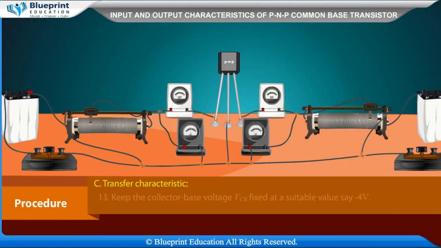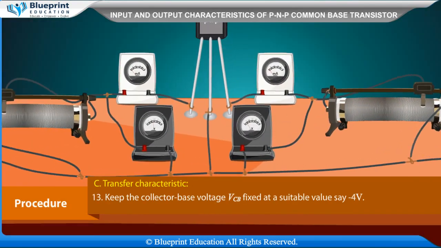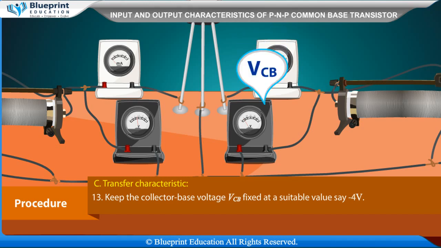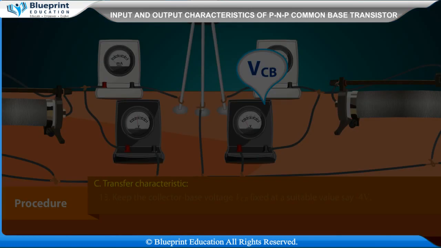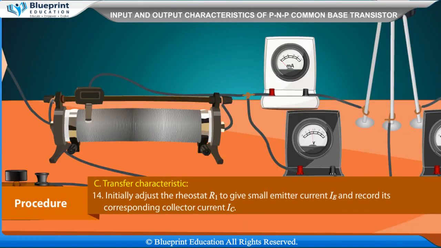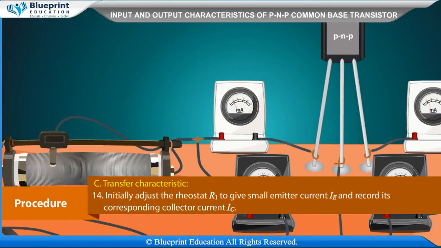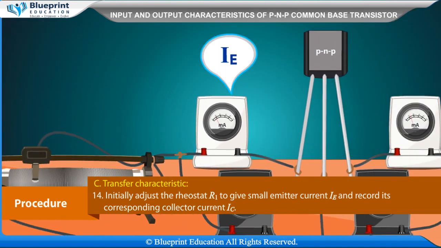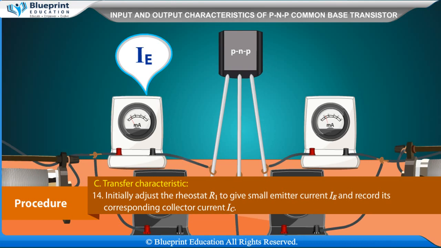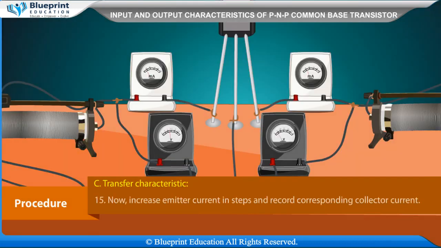Transfer characteristic. Keep the collector base voltage VCB fixed at a suitable value, say -4 volt. Initially, adjust the rheostat R1 to give small emitter current IE and record its corresponding collector current IC. Now, increase emitter current in steps and record corresponding collector current.